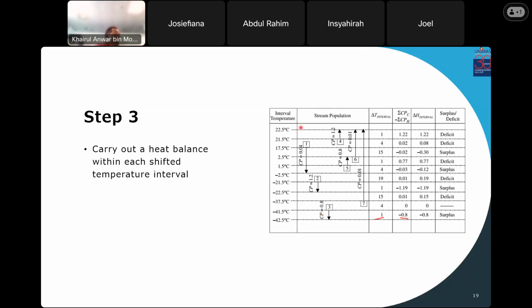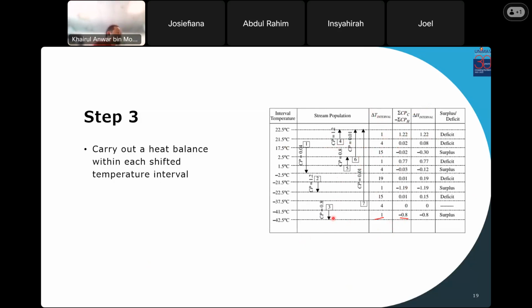Then you plot the stream. Stream 1, stream 2, stream 3, all is hot stream. The arrow is going down. 4, 5, 6 is cold stream. It's going up. Then calculate the temperature interval. Then CP, CPC minus CPH.